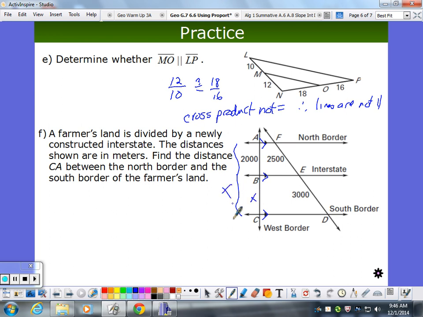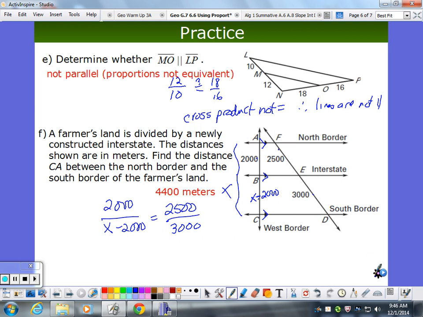So actually, I'm going to make this be x. So this piece here is x minus 2,000, because this is what I want to find, right? That's why I'm making that x. So this to this equals that to that: 2,000 over x minus 2,000 should equal 2,500 over 3,000. Is that the correct proportion? I think so. Now if you do all this magic, you should get 4,400 meters.